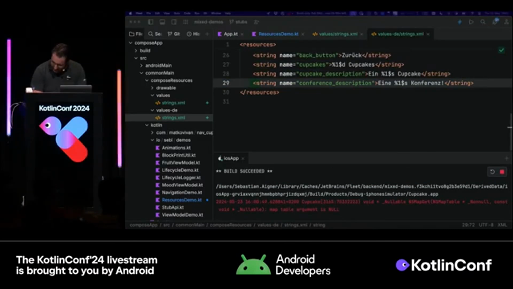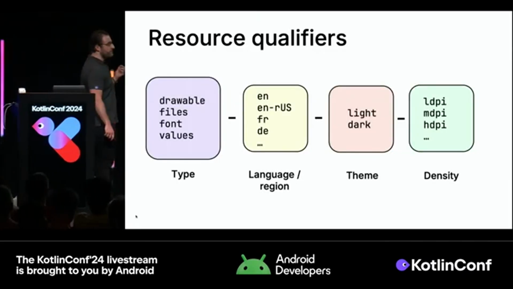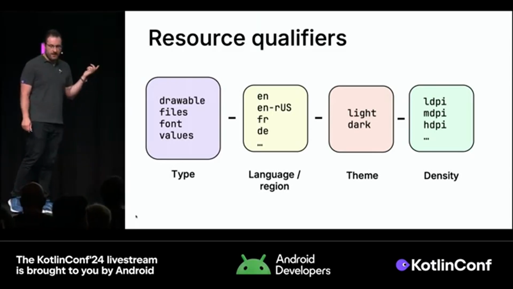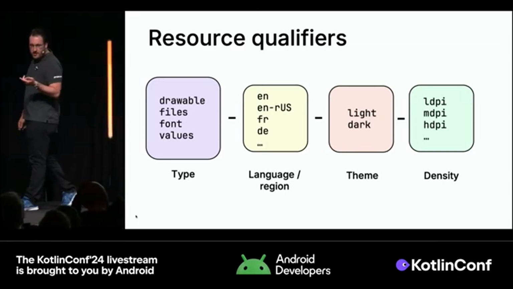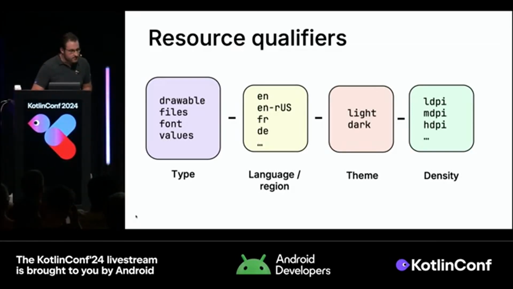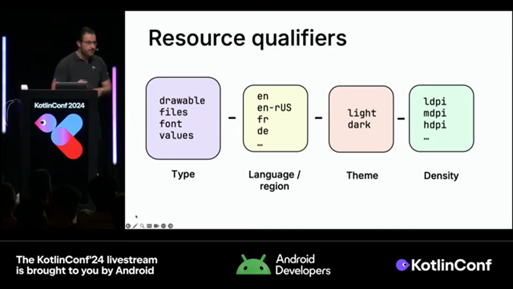Great, wonderful. So as I said, you actually have a bunch of different ways that you can specify what your resources should look like. You can do that by type, you can do that by language or region. You can also throw in the theme as well as the density. Not sure why my cursor keeps on sticking around there, but that's okay. All right.